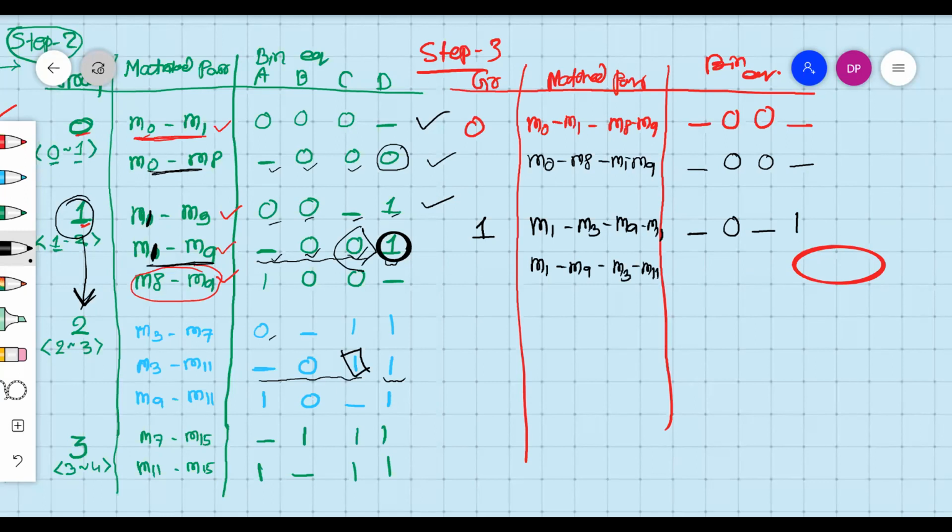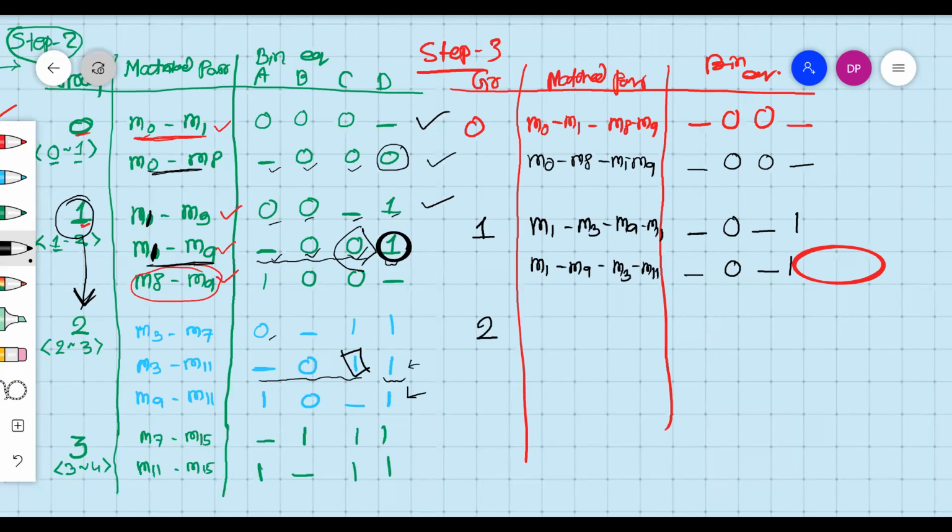So this will be hyphen 0. Okay, this will be, I mean, underscore, this will be 1. Now compare M8 M9 with M3 M7. So it's not possible. M8 M9 with M3 M11 is also not possible, right? With this and with the third one also it's not possible. Okay, so let's move to group 2.